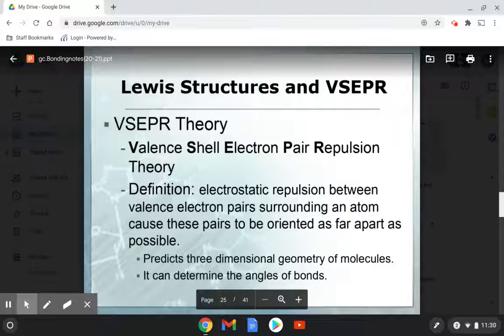So this will help us predict three-dimensional geometry of molecules. It can also determine the angles of bonds. And again, we will get into that more in class, seeing the different geometry of different things, all right?